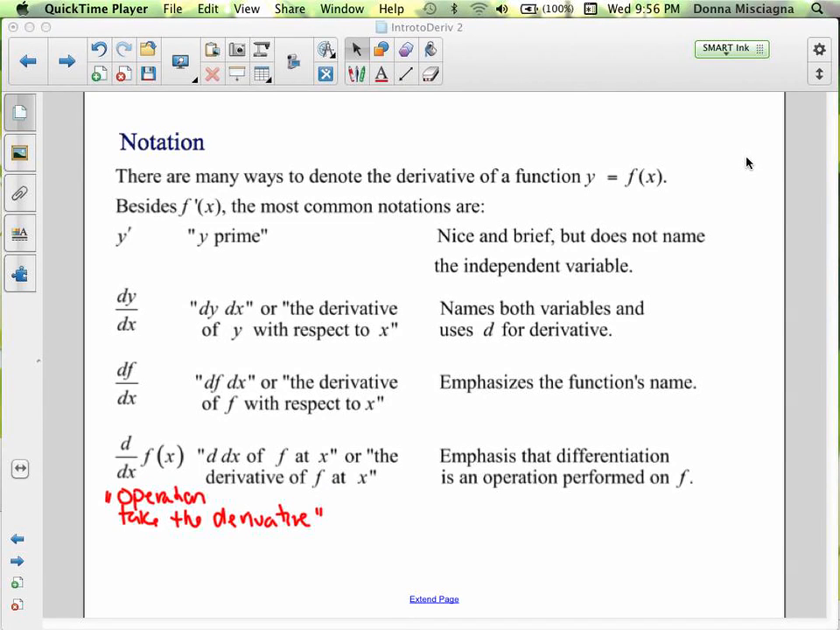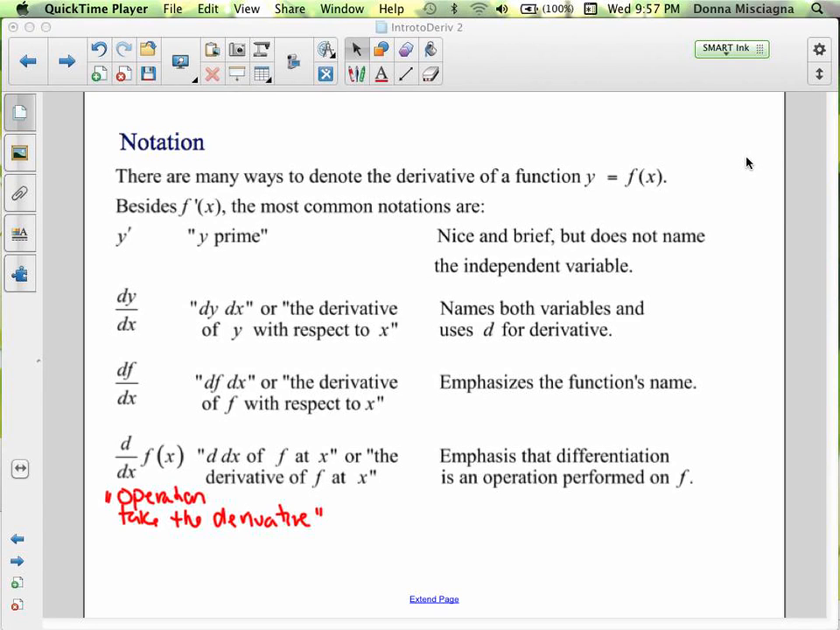Welcome. So now we're going to look at notation for derivatives. There are many ways to denote the derivative of a function y equals f of x. Besides the one I've been using, f prime of x, the most common notations are, so we have y prime. It's nice and brief, but does not name the independent variable. So y is a nickname for f of x, and y prime is a nickname for f prime of x.